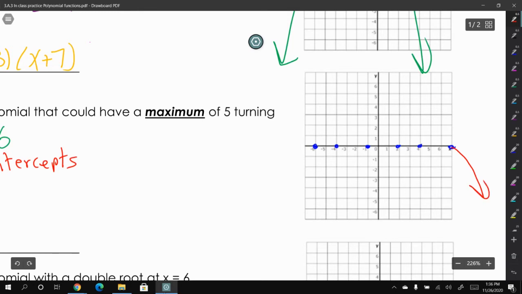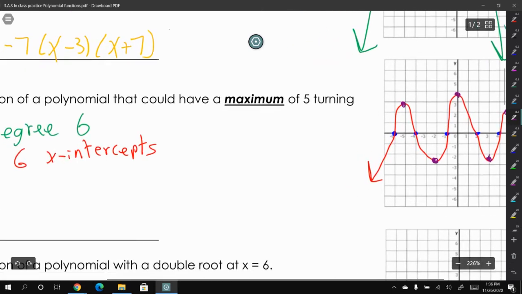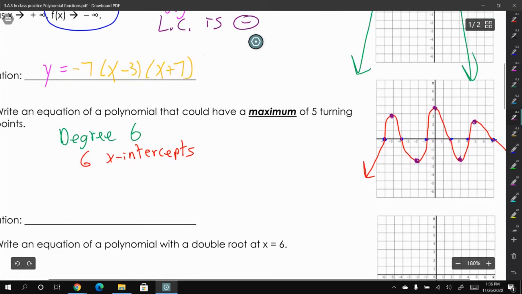Whenever we go down, and then a graph, I'm just going to meander it through. So just to verify, we have 1, 2, 3, 4, 5 turning points. So now let's write the equation of this graph.